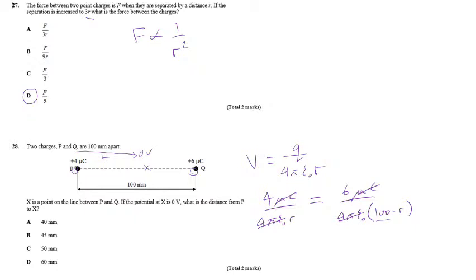If I cross multiply, I end up with 400 minus 4R is equal to 6R. So that R comes up here. So I end up with 400 is equal to 10R. So R must be equal to 40, and so the answer is A.